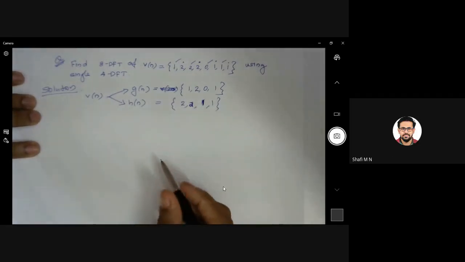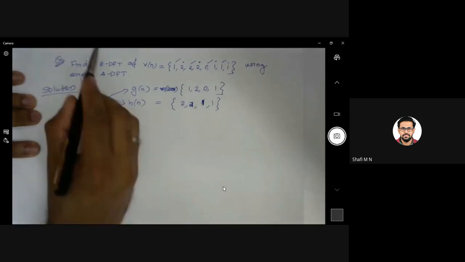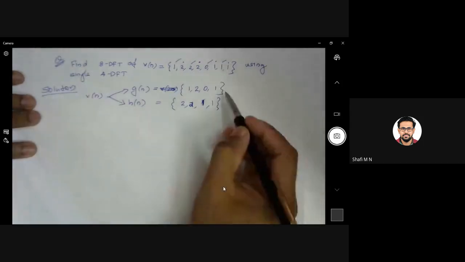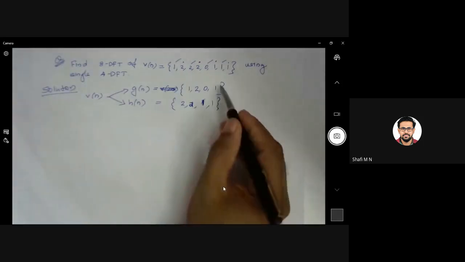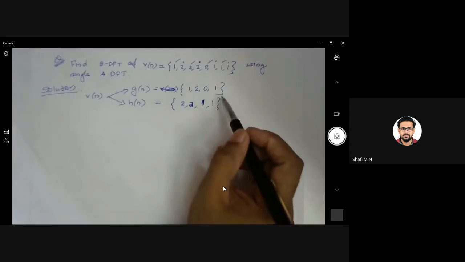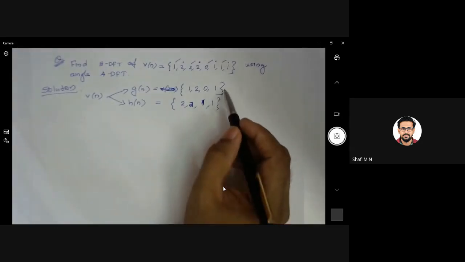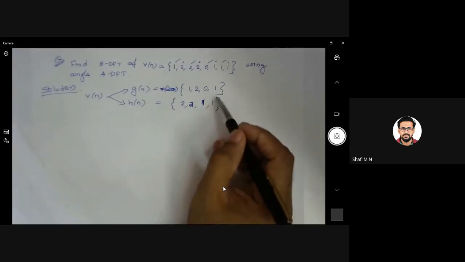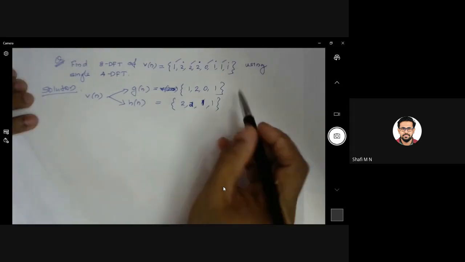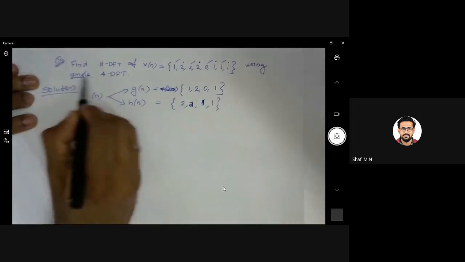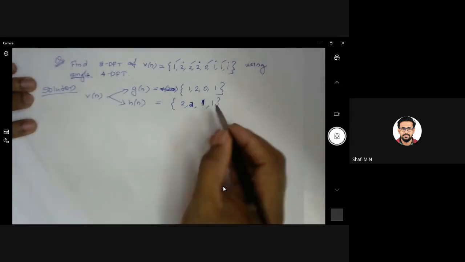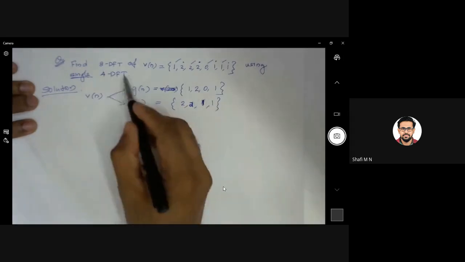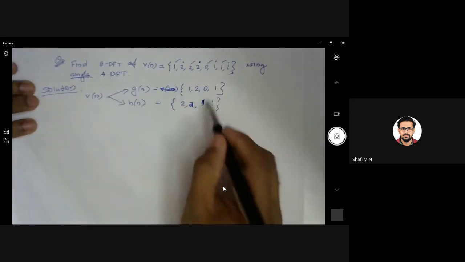So we made two shorter sequences. What is the next thing? If the word single were not here, what would I do? I would definitely go for individual 4-point DFTs because that would be pretty easy. If you find G of K and H of K directly by the matrix method, you will get the answer. But there is a term called single 4-point DFT. So no other option. I have to use only a single 4-point DFT. I cannot use 2 DFTs. So what can I do?